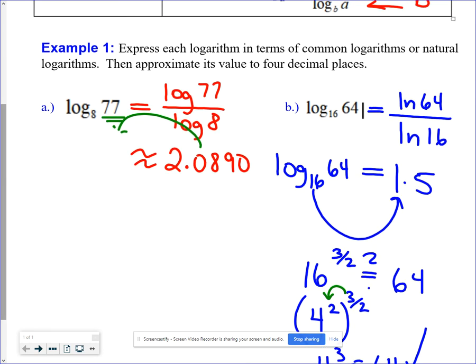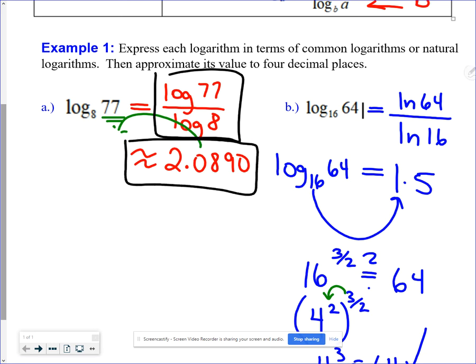This is what you're going to be doing today. It should be pretty easy an assignment. I want to see this step. Show this step. Don't just write the answer. And then I want to see the approximation. And then on the rest of the assignments, just review. So there's some more review problems. You're going to be using a scientific calculator.